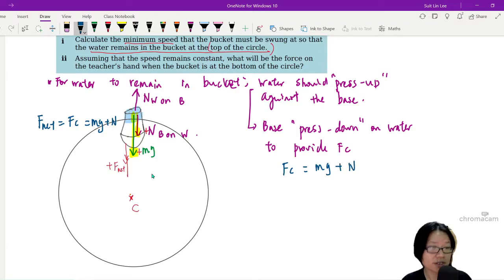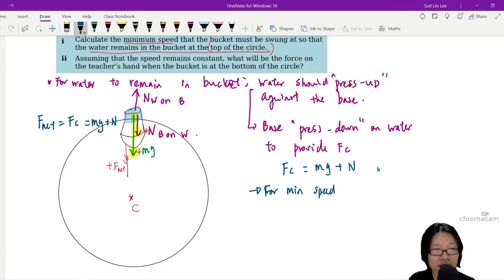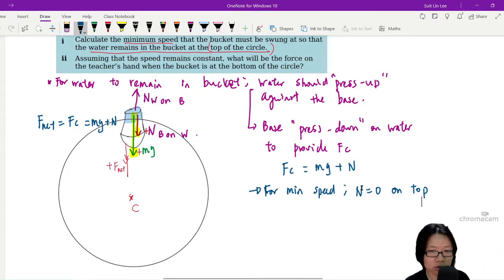So if you turn faster, N can increase. But if you turn slower, N will have to decrease to keep the equation the same. We have explained this in the previous video. So from here, for minimum speed, if let's say the past year question asks you to find the minimum speed, you just need to mention that N is equal to 0 on top of the circle. So the water loses contact with the base. N is equal to 0.